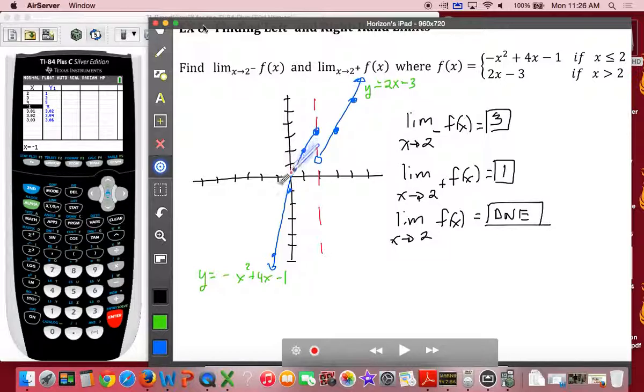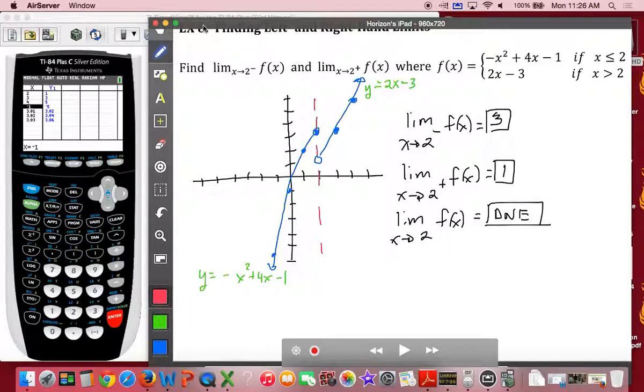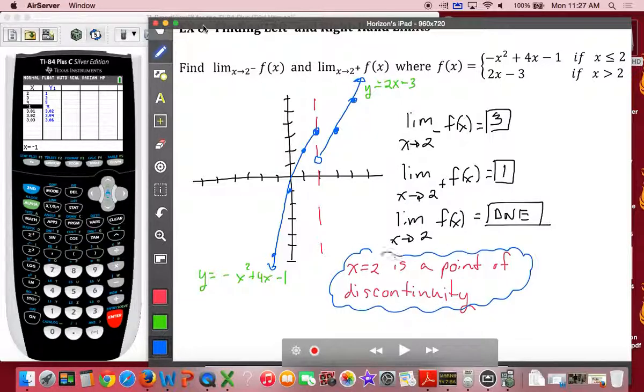And at this point right here, at x equals 2, so you're going to want to write this. X equals 2 is a point of discontinuity. This is going to bring us into our discussion for tomorrow, but x equals 2 is a point of discontinuity, and the reason for that is you see this jump. There's a break in the graph.